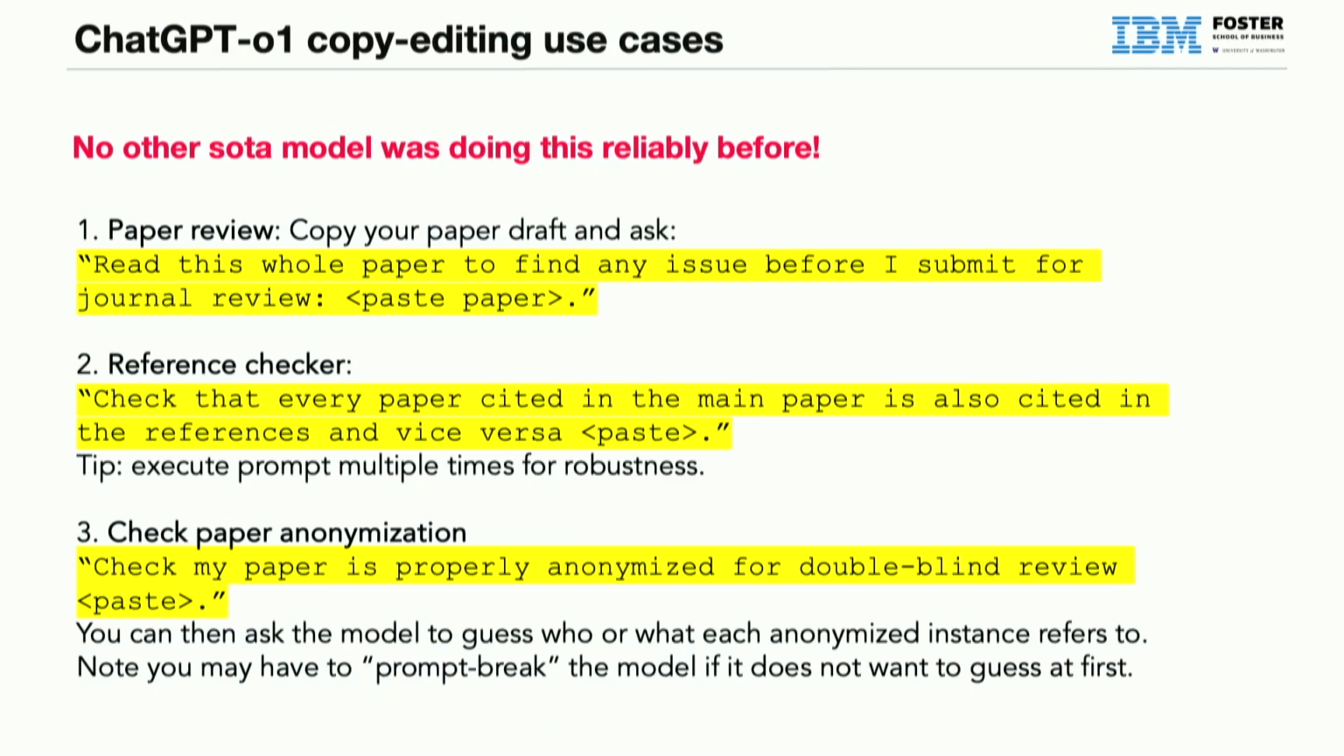I want to give you a few tips as well. The reason why I love the O1 model is that it enables new use cases that no other state-of-the-art model could do. For instance, if you want to do some copy editing, ask the model to read your whole paper to find any issue before you submit for journal review. No other model was doing this reliably before O1.